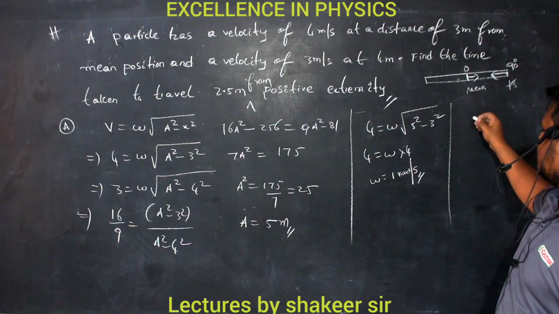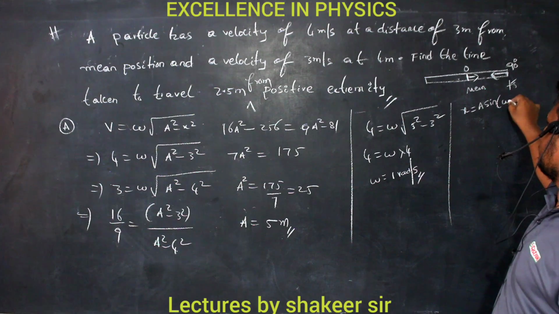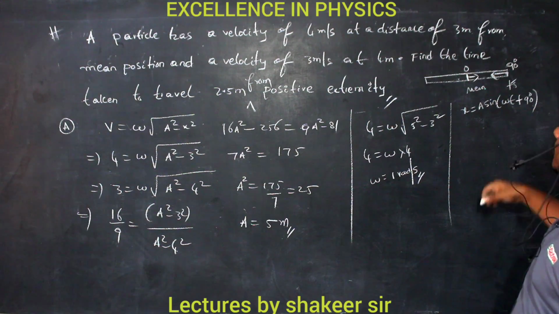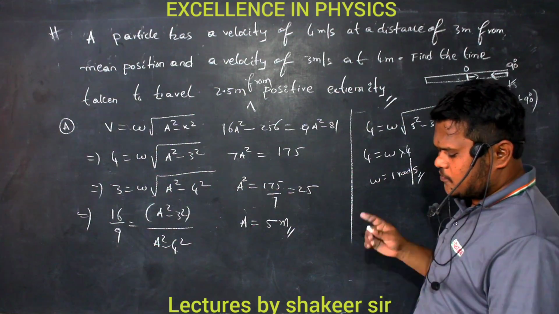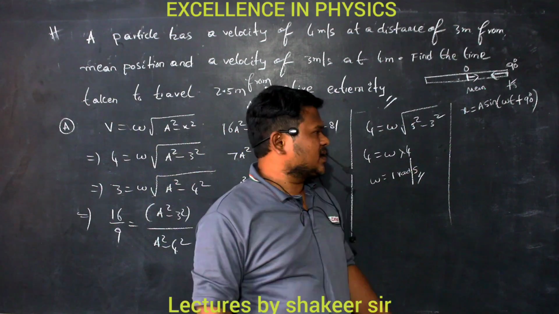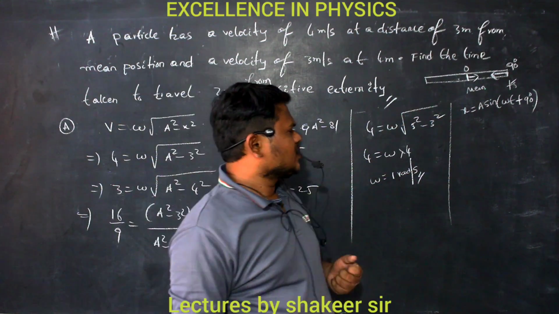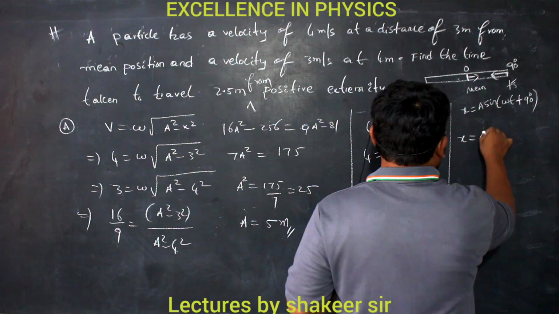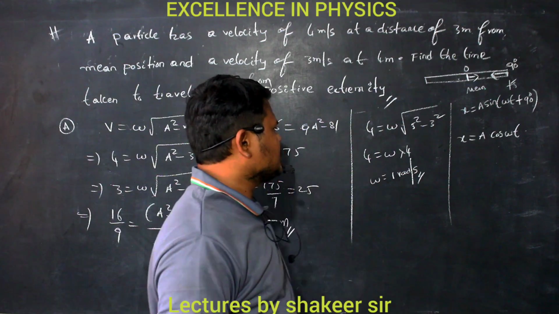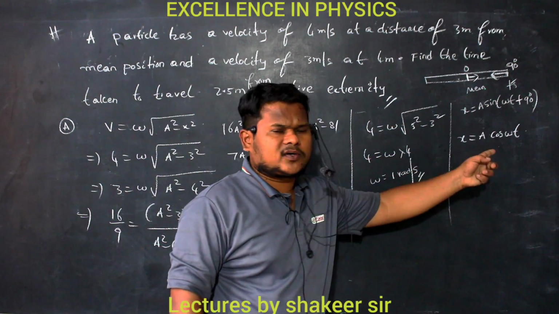Therefore, which equation can I use? I can use x is equal to a sine omega t plus phi, and here the phi value is 90 degrees or pi by 2. Clear? Because when I started observation, the particle was already present at a phase of 90 degrees. Now what is sine of omega t plus 90? It can be written as cos omega t also. So therefore I will write x is equal to a cos omega t. Clear? Now what is the displacement? The displacement is from the extreme position, it should cover 2.5.